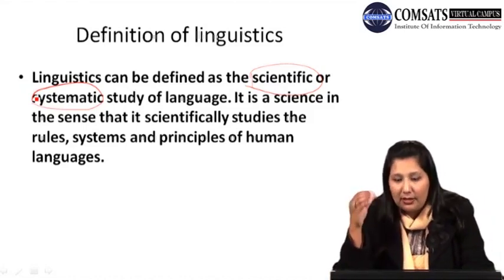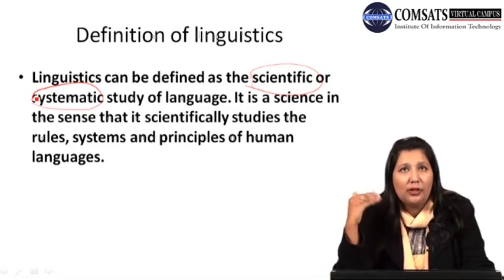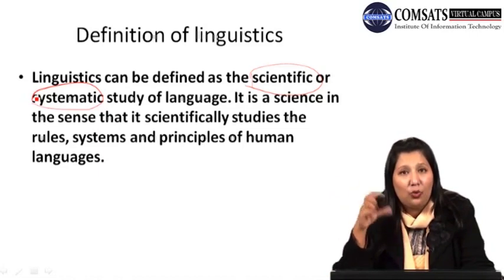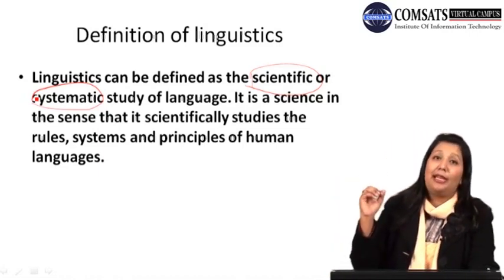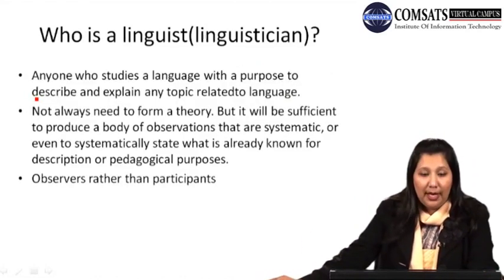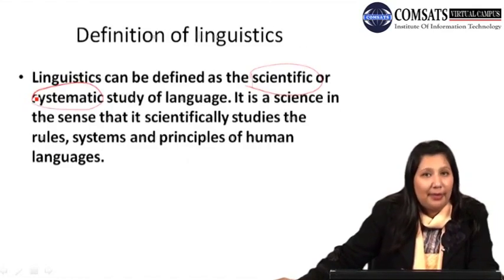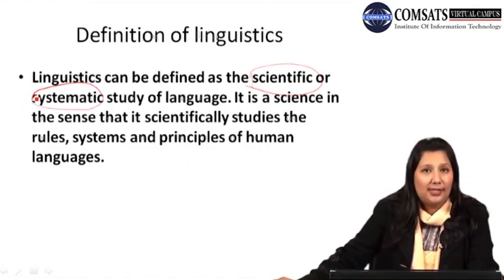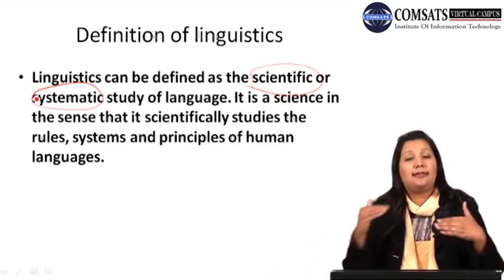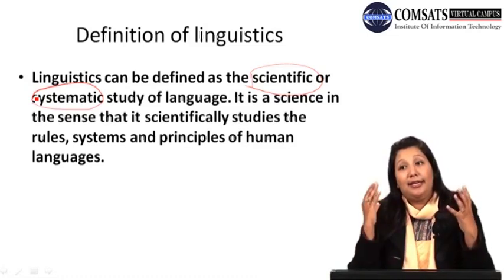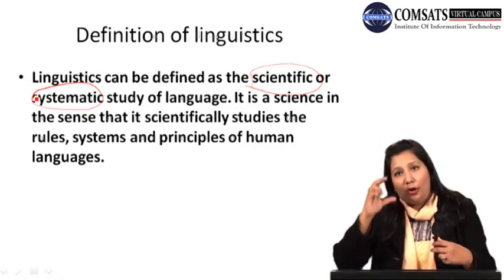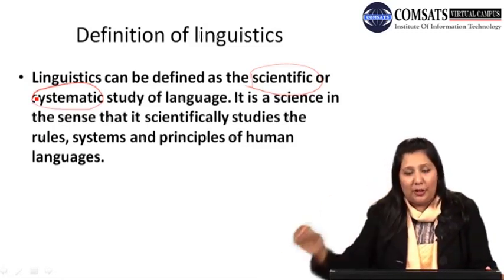It is scientific, and that is the reason it's written. Why? Because it is going to scientifically look at each and everything. It is going to scientifically study the rules and the systems and the principles of human language. But it is systematic as well. The study of linguistics is systematic as well. Why and how is it systematic? It is systematic in the sense that it deals with the systems, with different levels of system on which we can study language.